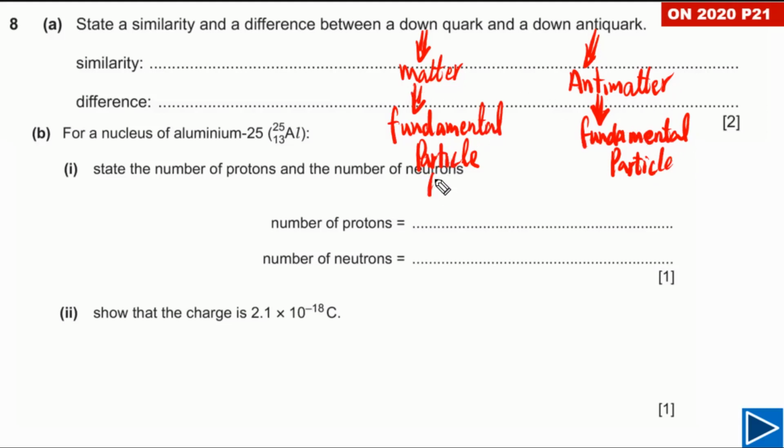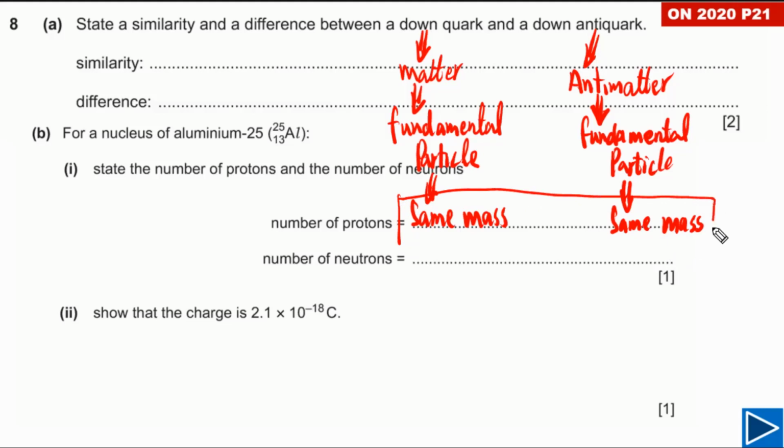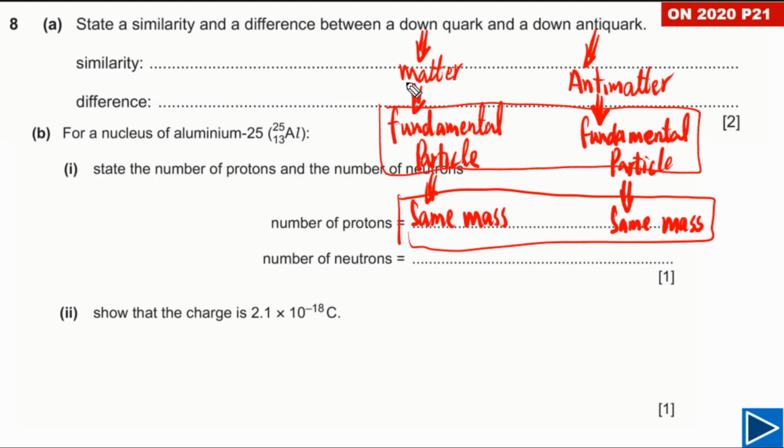The second thing we need to understand is that matter and antimatter, or particle and antiparticle, always have the same mass. So the down quark and the down antiquark also have the same mass. This is also a similarity, and you can write it down here. And as a difference, you can say one is matter and the other one is antimatter.